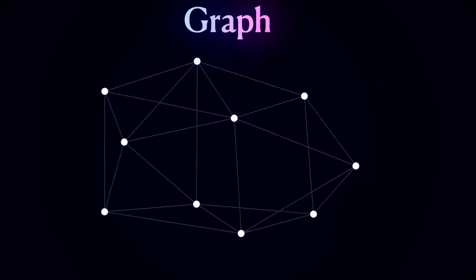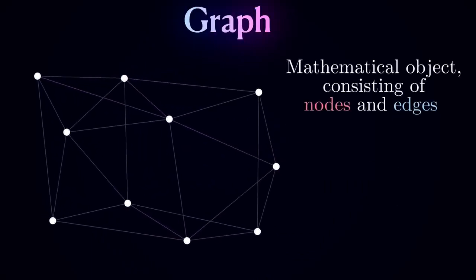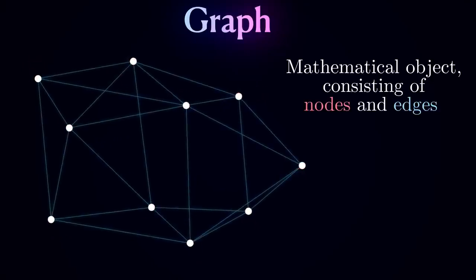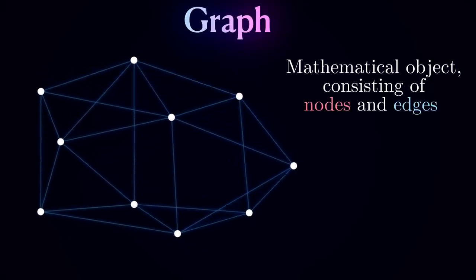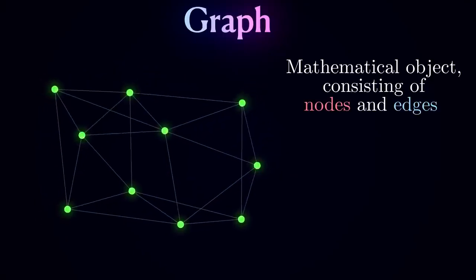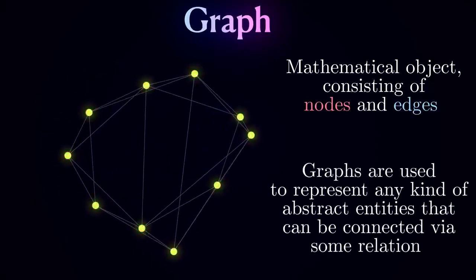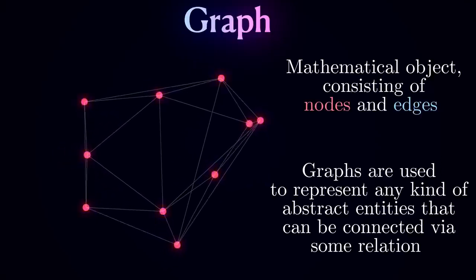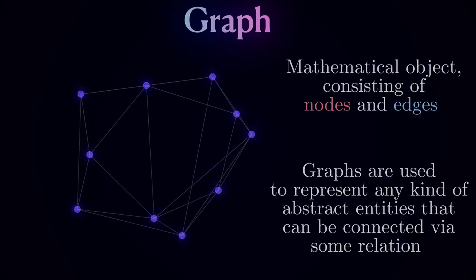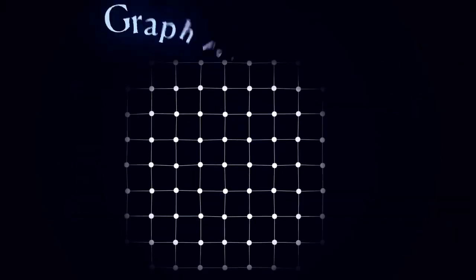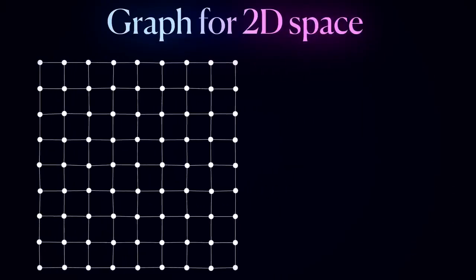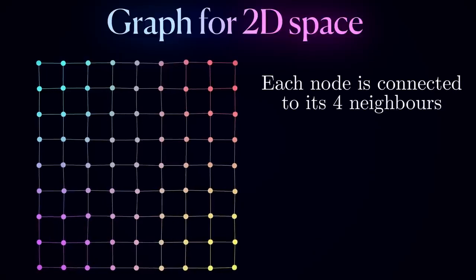Essentially, a graph is a mathematical structure that consists of a set of points, called vertices or nodes, and a set of lines, called edges, that connect pairs of vertices. Now, the vertices can represent any kind of object or entity, and the edges can correspond to any kind of connection or relation between the vertices. For instance, we can construct a graph of a two-dimensional space by connecting each location node to its four neighbors in a square grid-like manner.